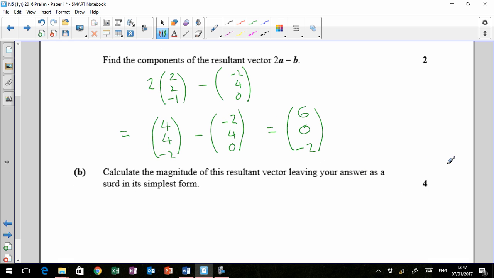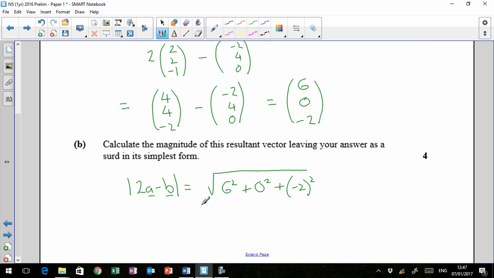Now calculate the magnitude of this resultant vector. Remember, magnitude can also be denoted with the 2 lines at either side of your vector. So the magnitude of 2a minus b is the square root of all your components squared and added together. Just a big Pythagoras sum. Okay, non-calculator paper, so we're going to have to do this without. So that's 36, that's 0, and that's 4. So this is the square root of 40.